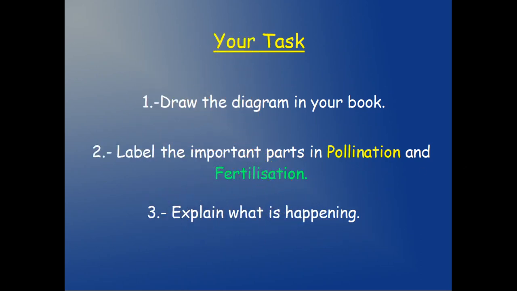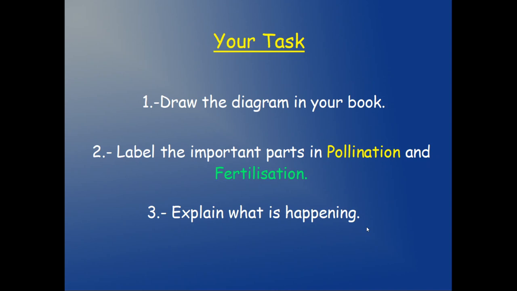Now, your task, your mission, if you accept it, or if not, doesn't matter, you are gonna do it, is number 1, draw the diagram in your book. The diagram, I mean the pictures that you already saw, alright? Draw a nice picture, then label the important parts in pollination and fertilization. Remember, label is write the names of the different parts. And finally, explain what is happening.